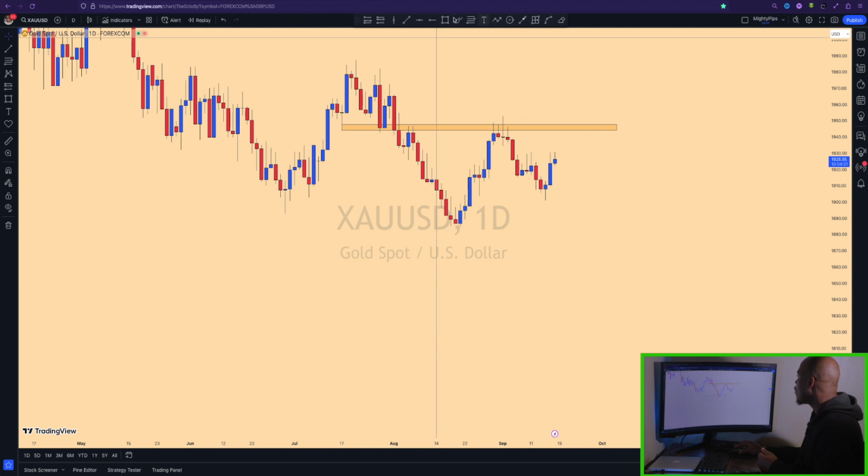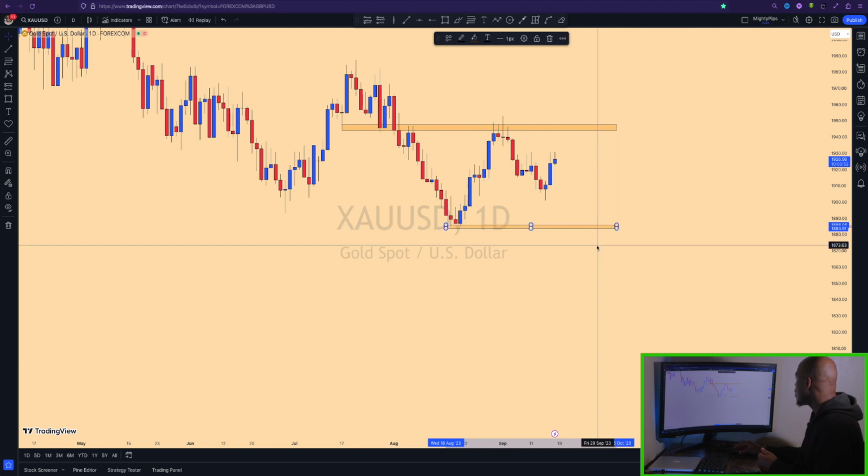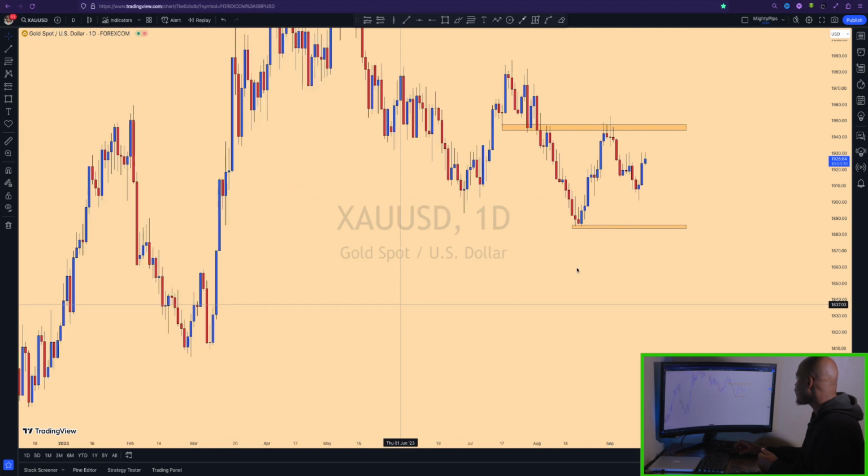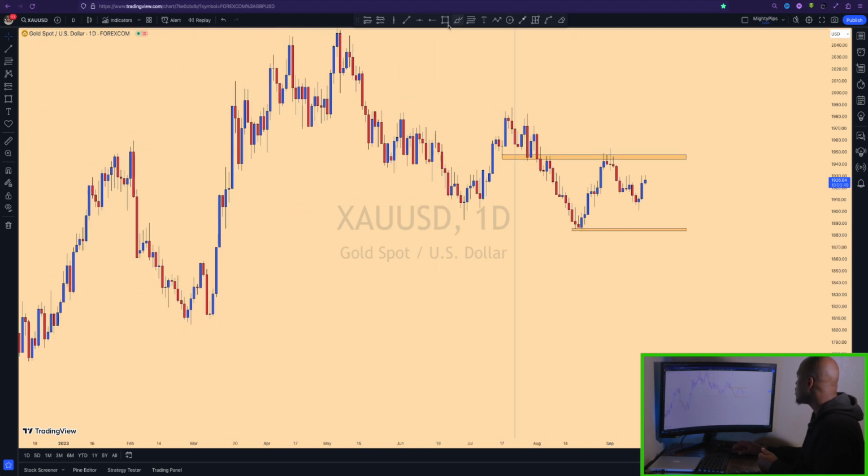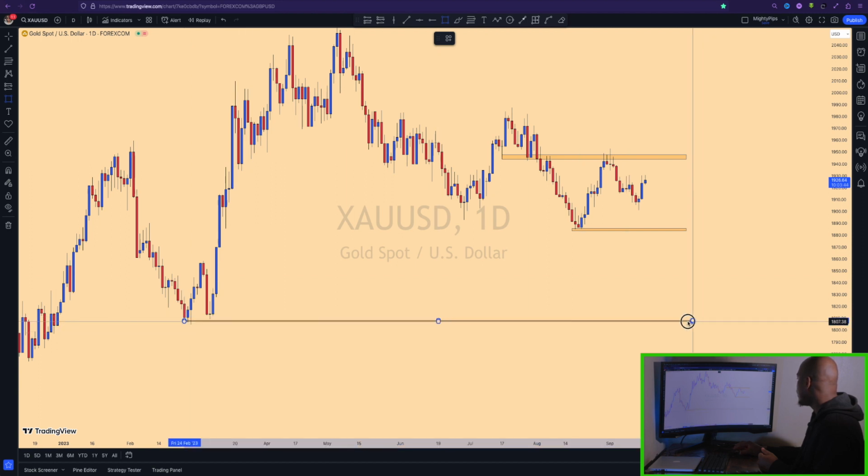What I'm looking at for gold is this level here. I'm looking at this level. Okay, looking at that level. And I'm also looking at this level down here. Now these are levels where gold is going to potentially go to.